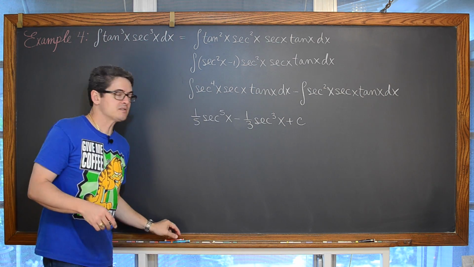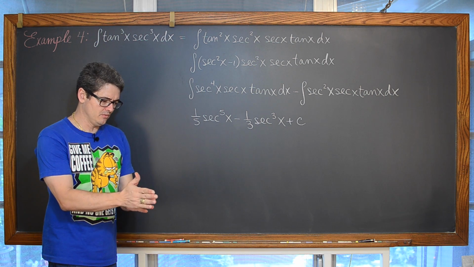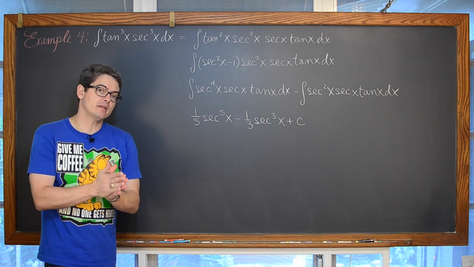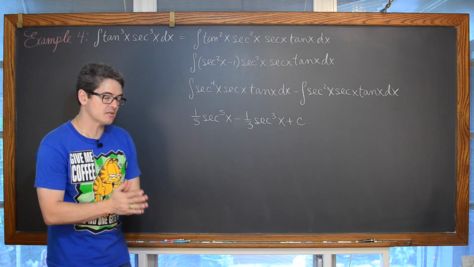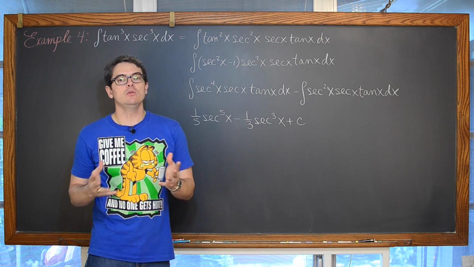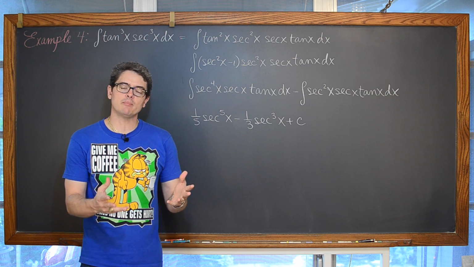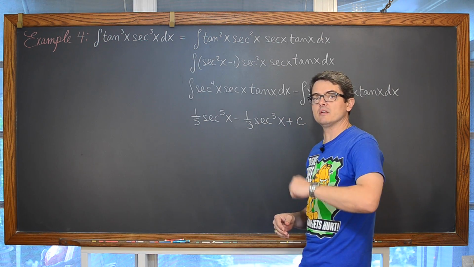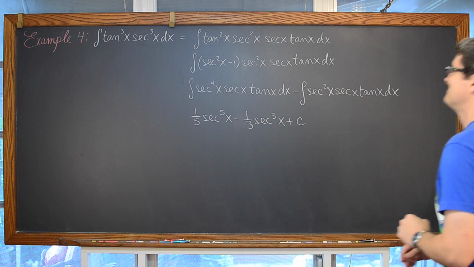Now, our last example is just going to the fourth guideline, which said that if secant has an odd power, to integrate using integration by parts. And we're just going to do a simple integration, the indefinite integral of secant of x cubed dx.